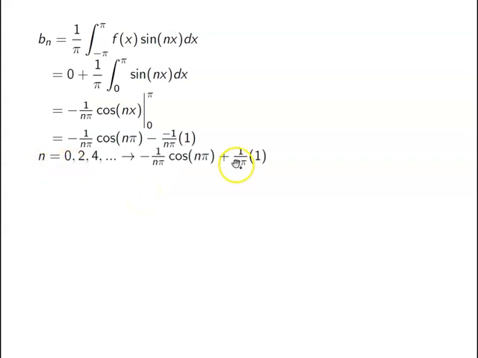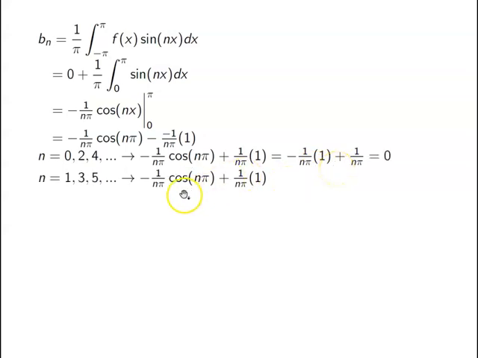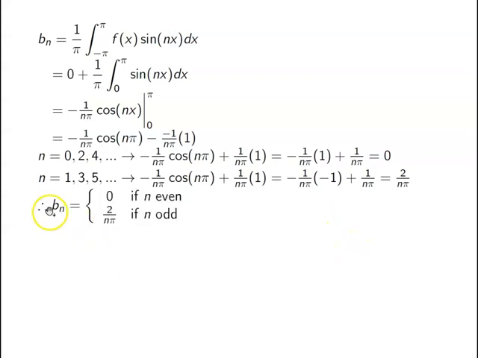Okay, I get one case where n is even, right? It goes to 0. When it's odd, okay, it's a little bit different because this -1 will make this positive. So I get 2 over n pi, right? So the bn's are 0 if n is even, and 2 over n pi if n is odd.